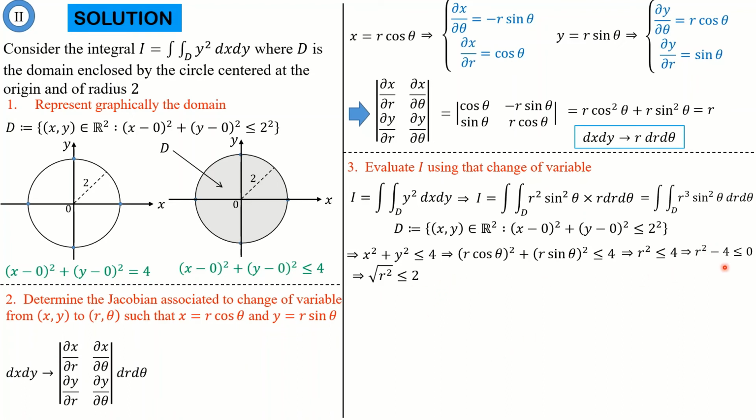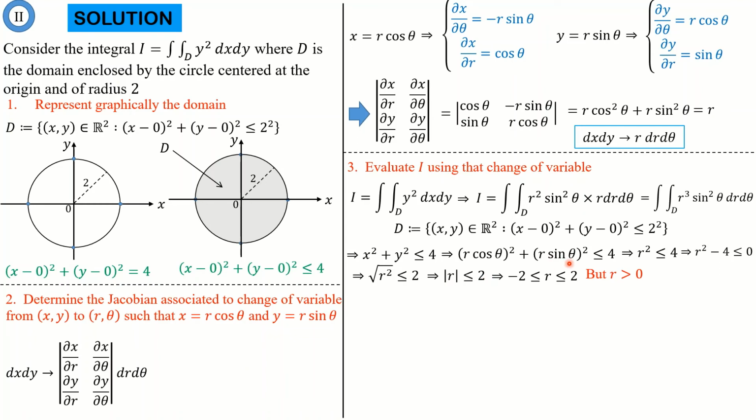Alternatively, we can take the square root on both sides. From here you get the square root of r squared less than or equal to the square root of 4, which is 2. Now the square root of r squared is the absolute value of r, so we get the absolute value of r less than or equal to 2. From there it means r lies between -2 and 2, from the definition of the absolute value of a number less than a constant.